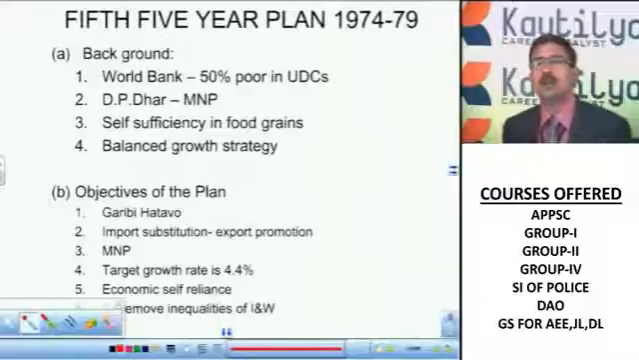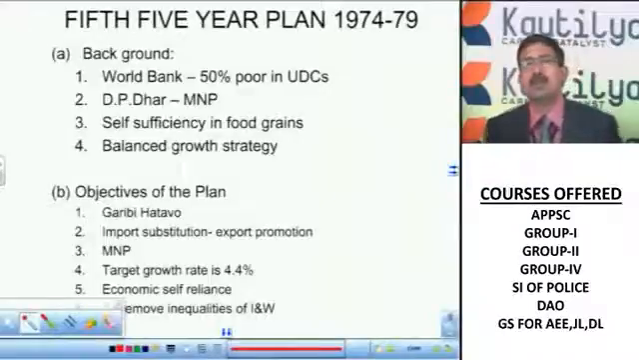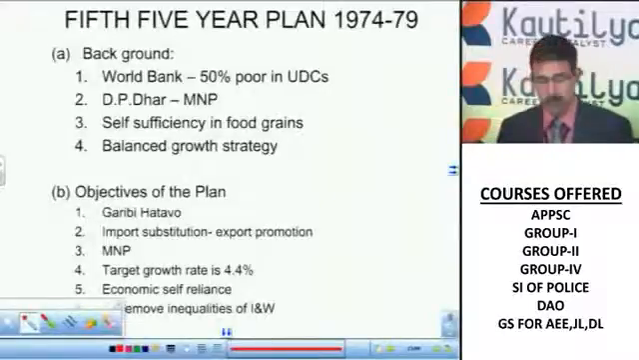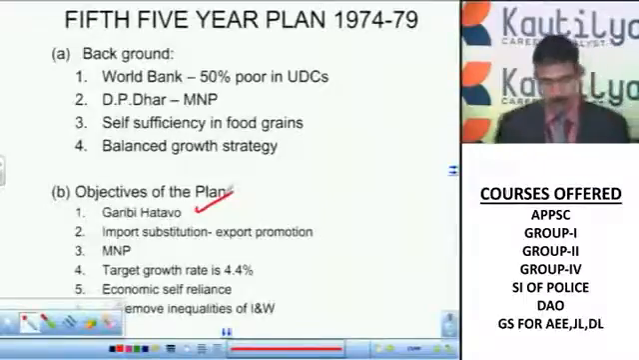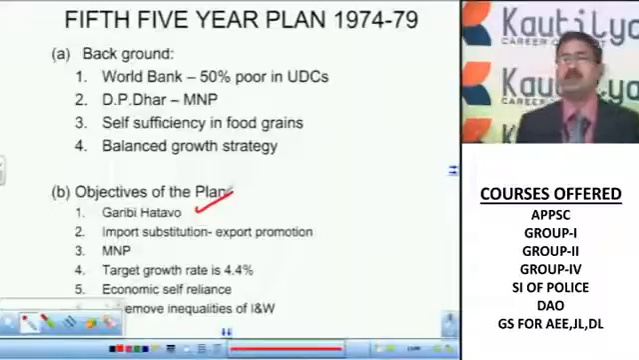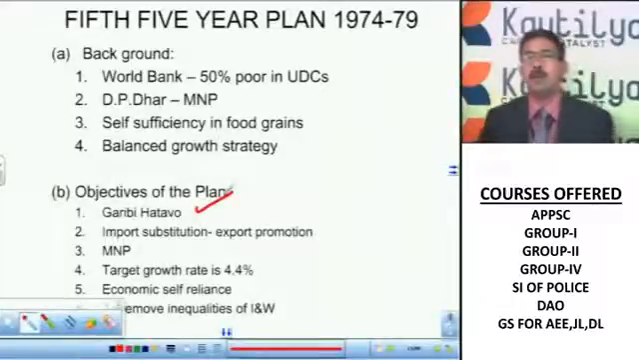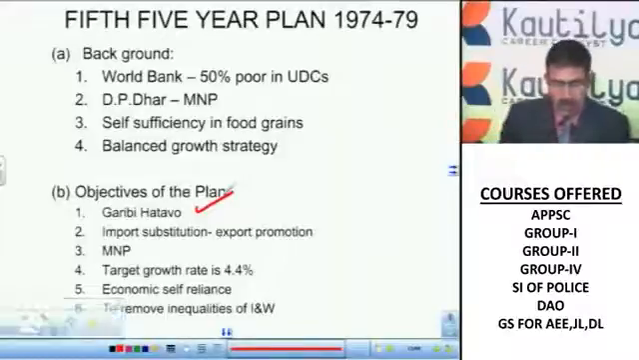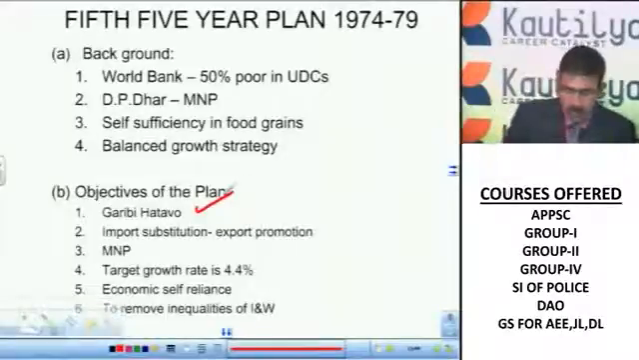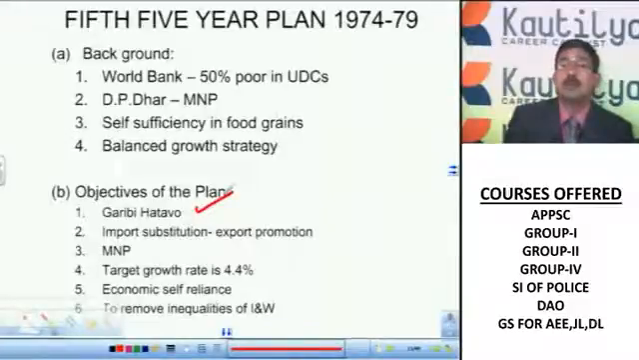So the planners thought that poverty should be addressed first, and with the Garibi Hatao program, Garibi Hatao became the main objective of the plan. Import substitution was continued up to the fourth 5-year plan. Now India realized fully that it wants to promote export promotion as well. The target growth rate is reduced, it is only 4.4%, and India wants to continue to achieve economic self-reliance along with the removal of inequalities of income and wealth.